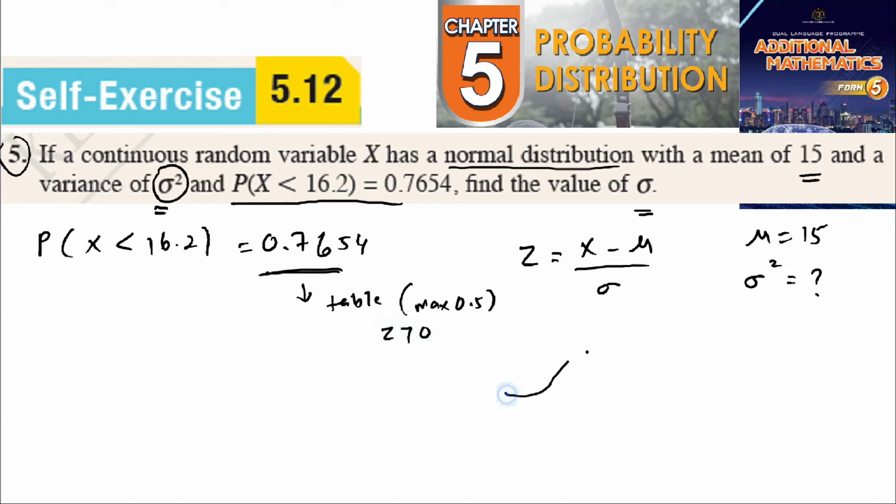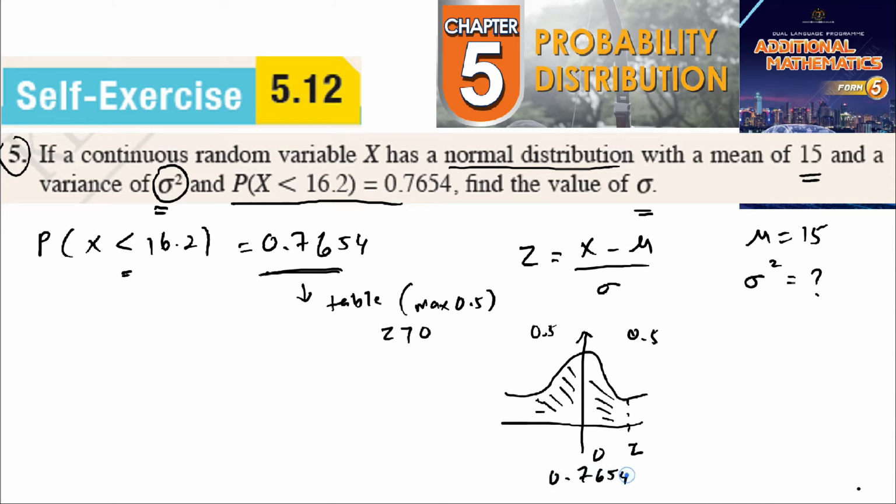So just draw it here. We know that this one is 0, right? This area is 0.5, this area is 0.5. So we know that this symbol is smaller than. When the probability is larger than 0.5, it means it occupies the right and left. So here, smaller than, it must be here, because this one is 0.5 and this one is another portion. So this one is supposed to be your z, where you see this one occupies 0.7654.